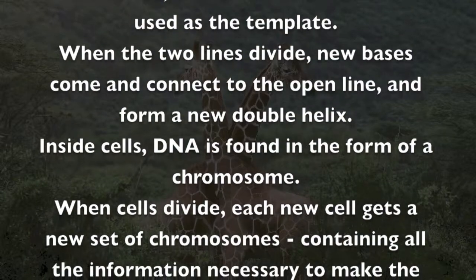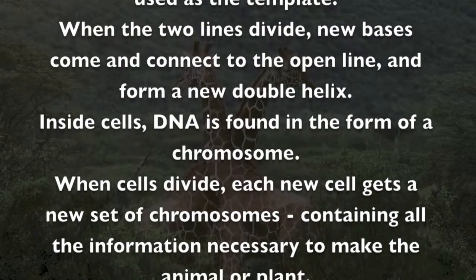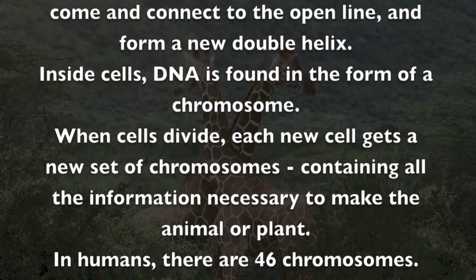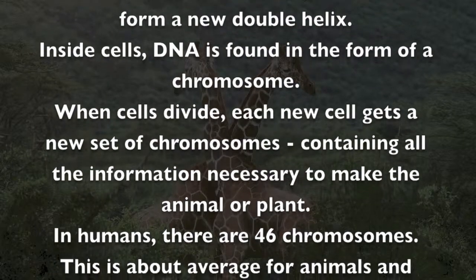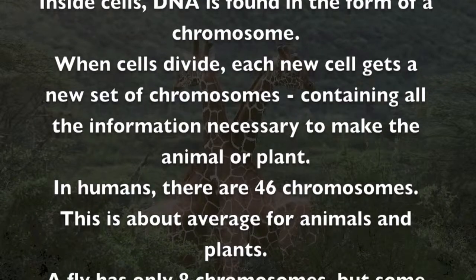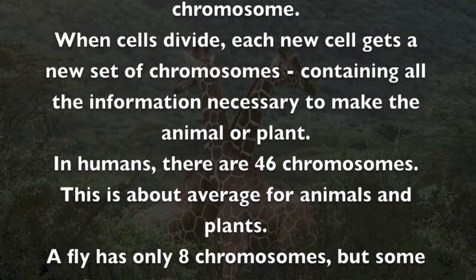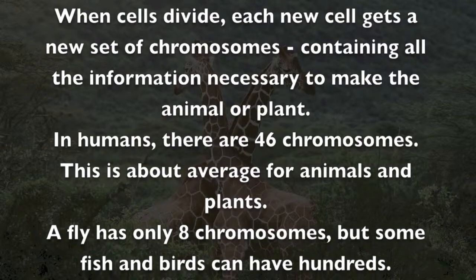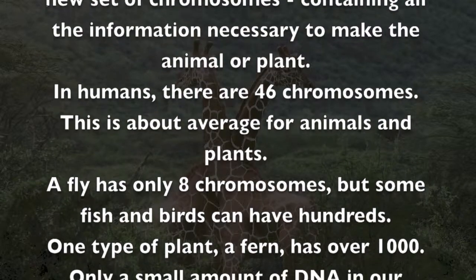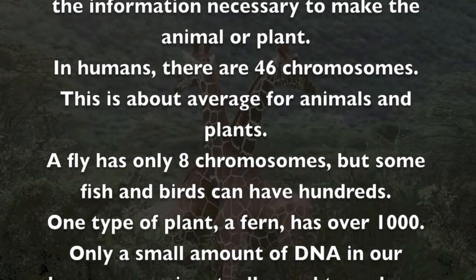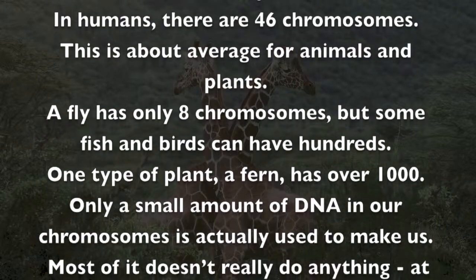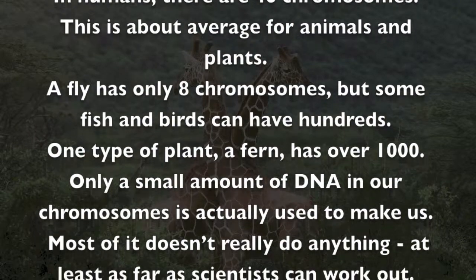Inside cells, DNA is found in the form of a chromosome. When cells divide, each new cell gets a new set of chromosomes, containing all the information necessary to make the animal or plant. In humans, there are 46 chromosomes. This is about average for animals and plants. A fly has only 8 chromosomes, but some fish and birds can have hundreds. One type of plant, a fern, has over 1,000.